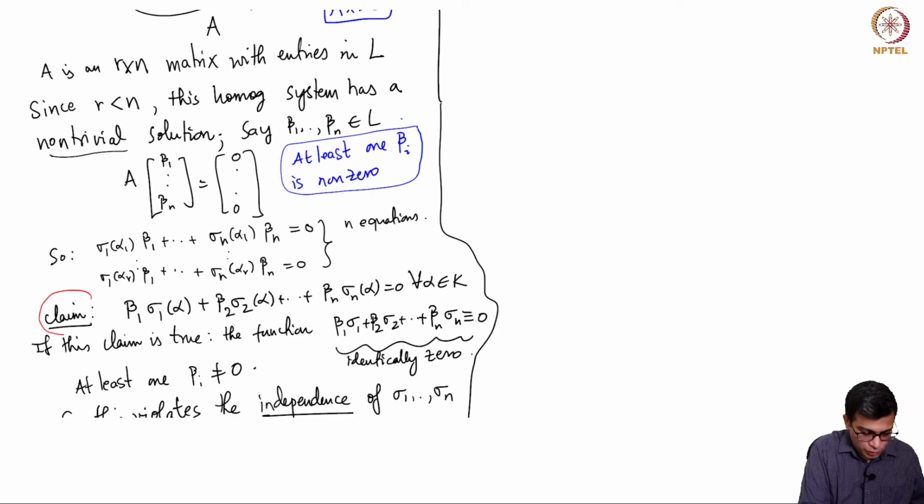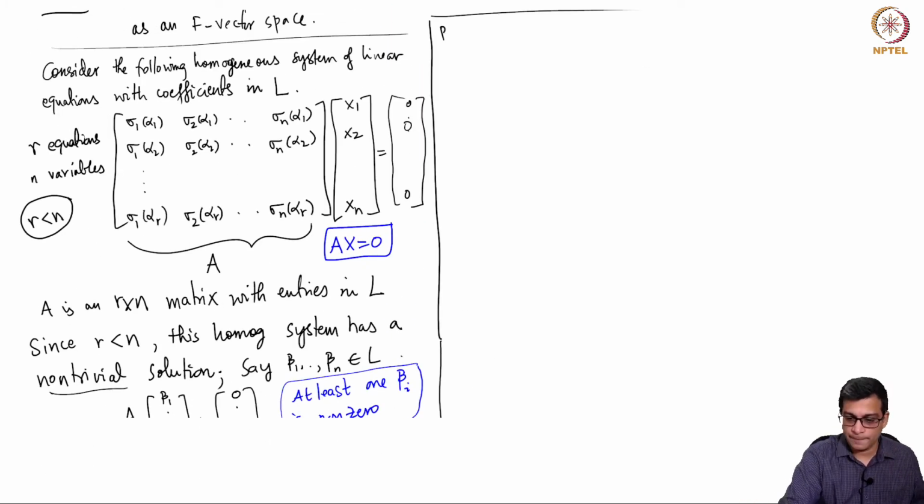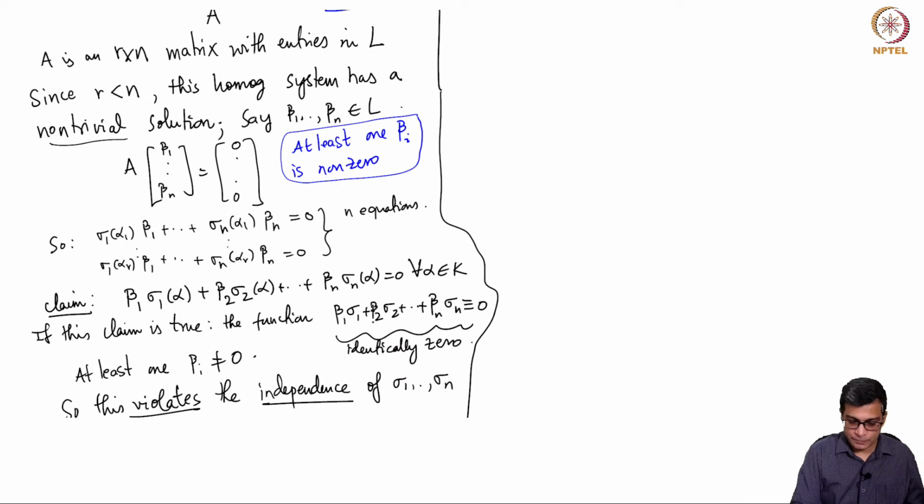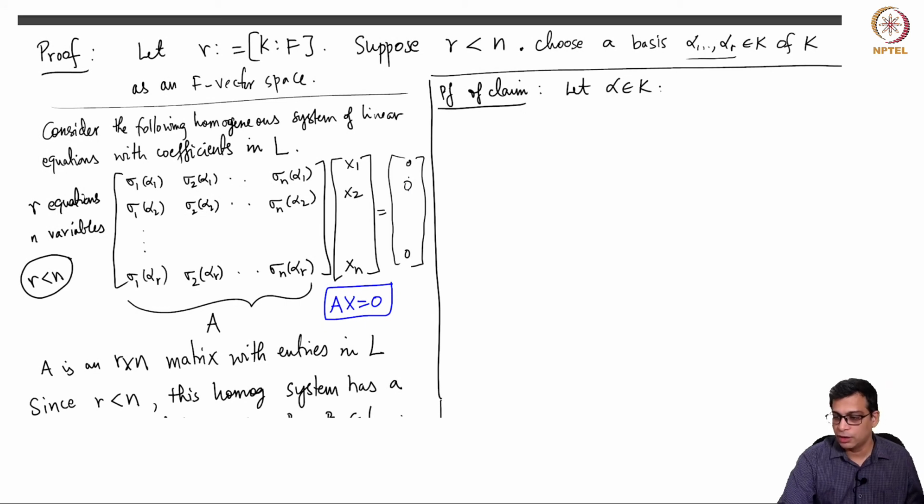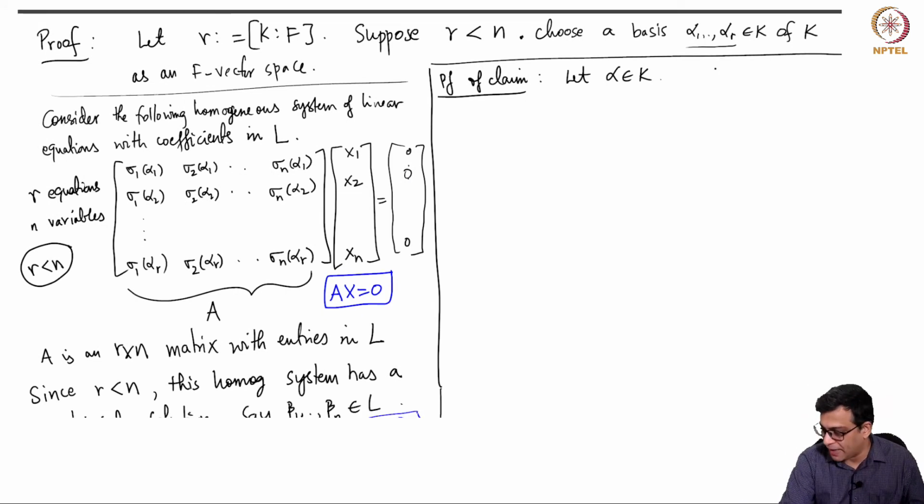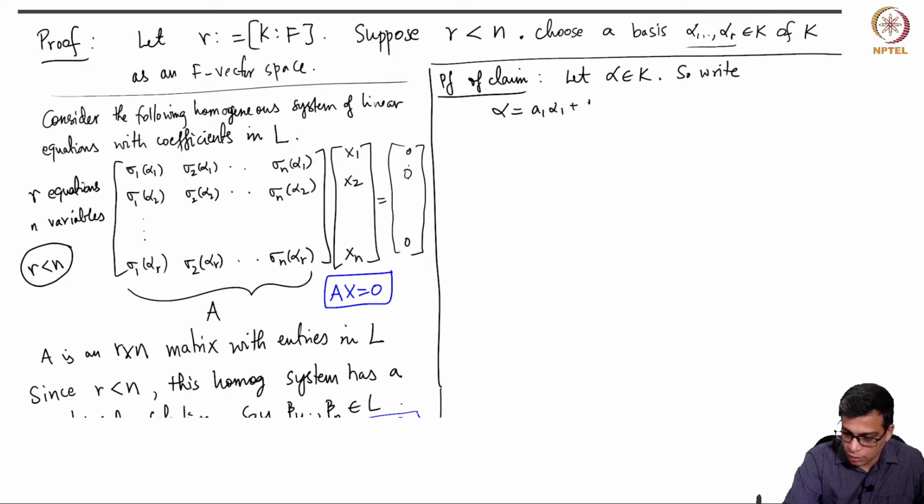Okay, so the goal is to prove the claim, and the claim is proved by essentially using just clever linear algebra, manipulation of linear equations. So let us take an arbitrary alpha in K. We are going to show this for any alpha in K. Alpha 1 through alpha r are a basis for K over F. So write alpha uniquely, right? As A1 alpha 1 plus A2 alpha 2 plus dot dot dot plus Ar alpha r, where the Ai's are now in F. This is the important fact.